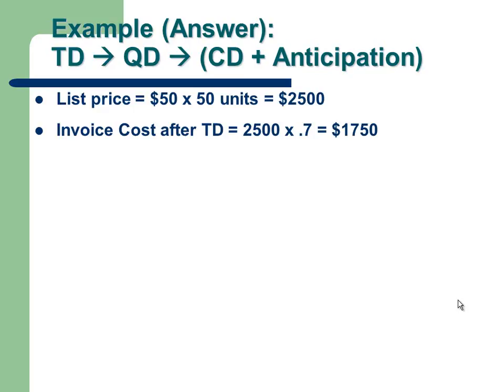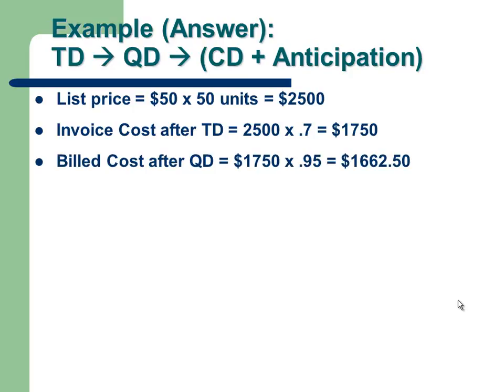And then 30% trade discount was given to the buyer, right? So the invoice cost established after the trade discount is taken off will be the list price 2,500 times 100% minus 30%, so times 70% or 0.7. So that will be $1,750 invoice cost. Next, the quantity discount is calculated based on the invoice cost after trade discount is taken off, right?